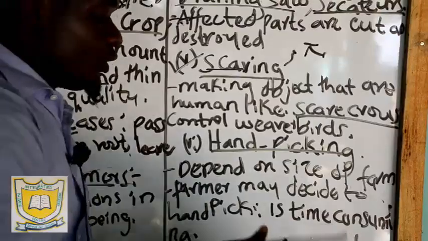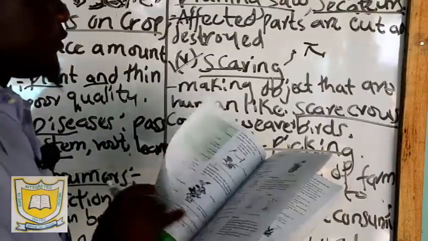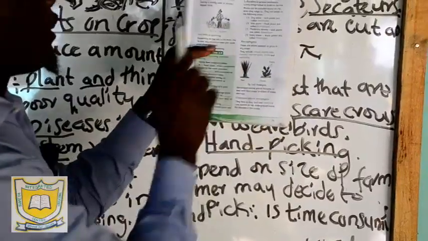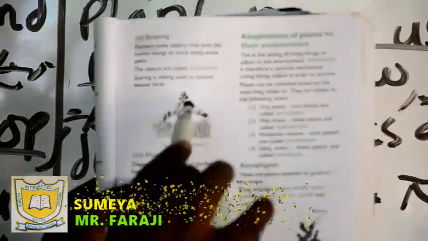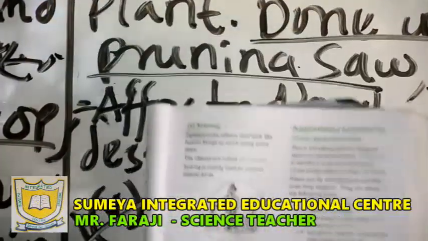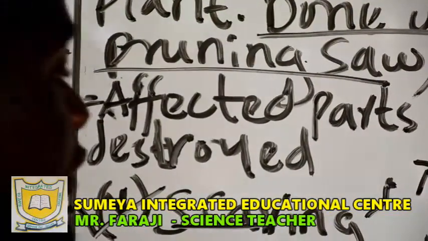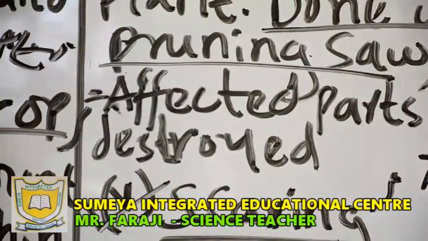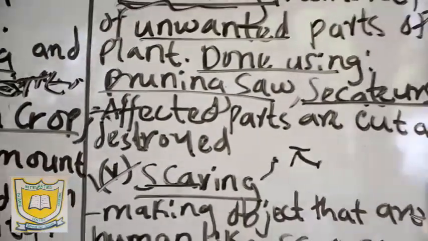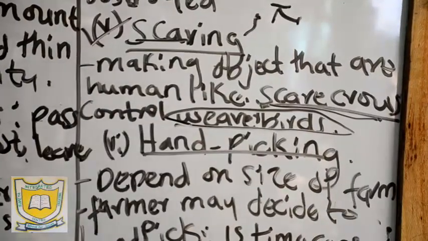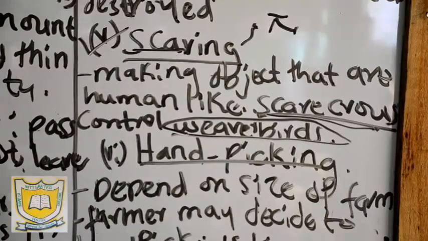Now, when you observe here, this is a maize plant. These are maize plants, but inside the maize plants we have a structure that looks exactly like a human being. If somebody asks you to give the name of this structure, it is what we call a scarecrow. These scarecrows are made so that they can scare away pests, mainly the weaver birds. This one is used mainly to control weaver birds.